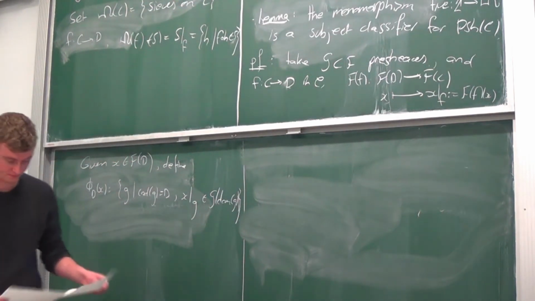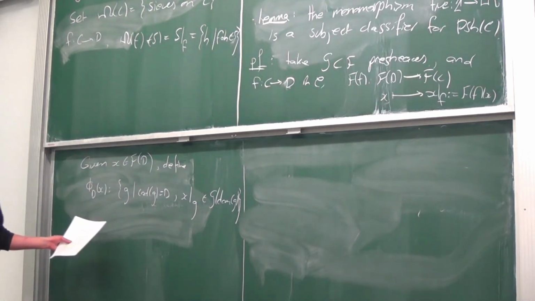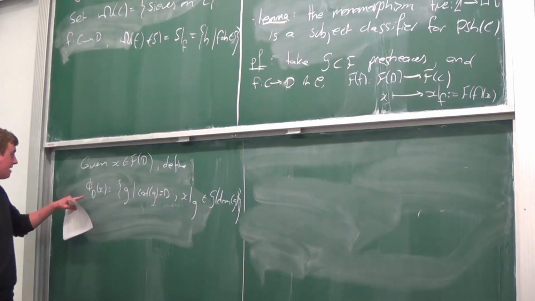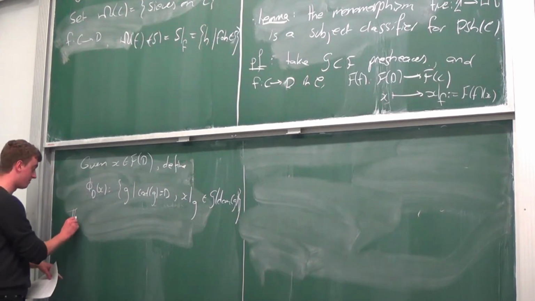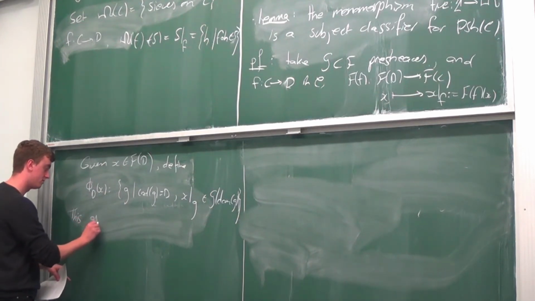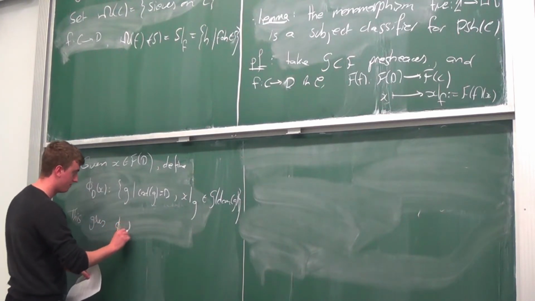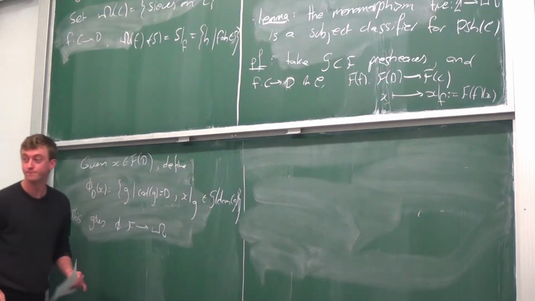So this is certainly a sieve on D. It's a fairly quick check. And in fact, it's natural with respect to D. So then this defines a natural transformation phi going from F to omega.